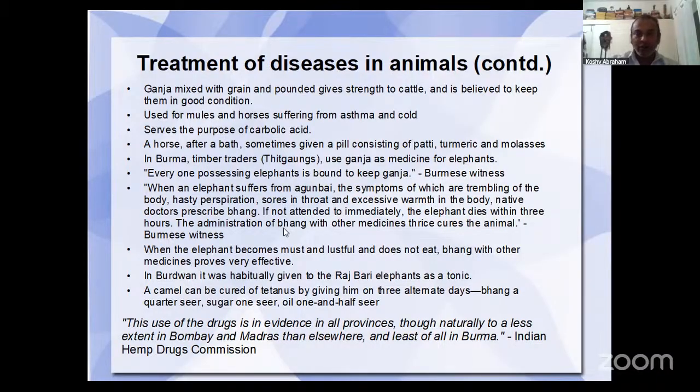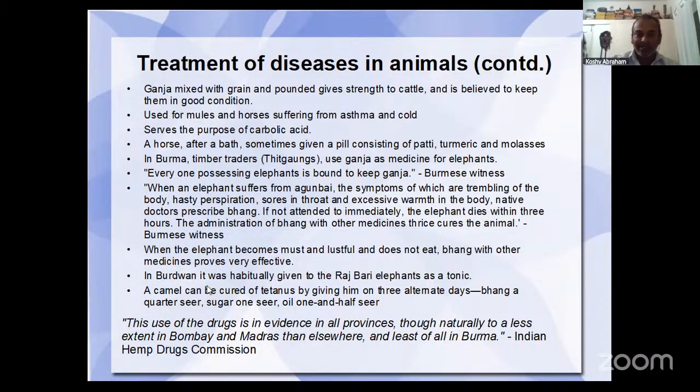Another Burmese witness talks about a disease called Agunbai, which he says has symptoms of trembling, perspiration, and excessive heat. He says that an elephant could die within 3 years if it develops this condition, but the use of bhang cures the elephant quite fast. Even when an elephant is in mast or does not have appetite, bhang was used with other medicines.